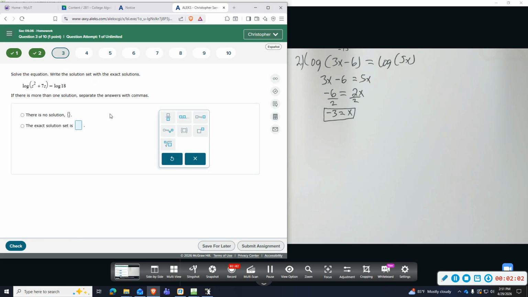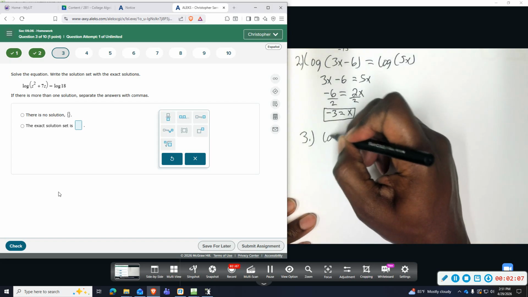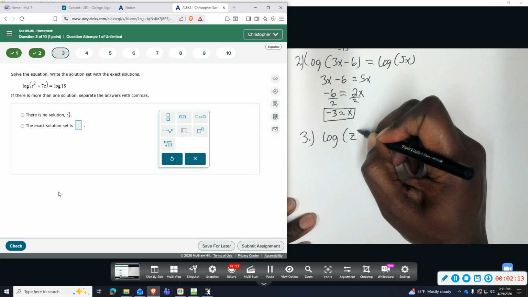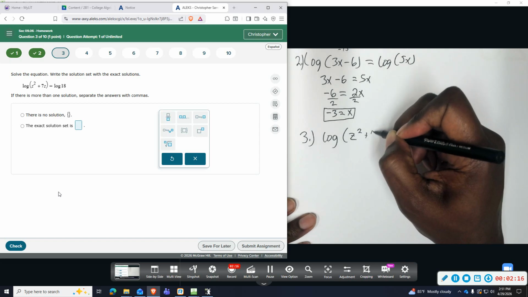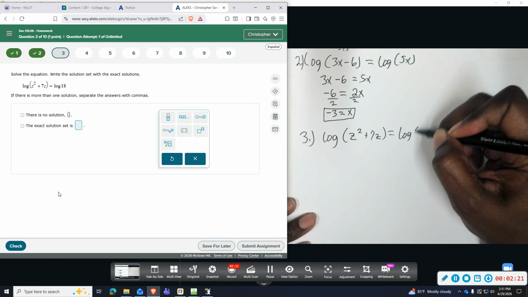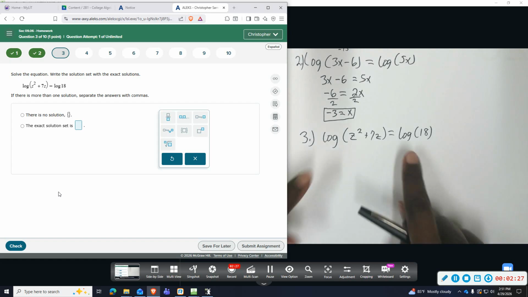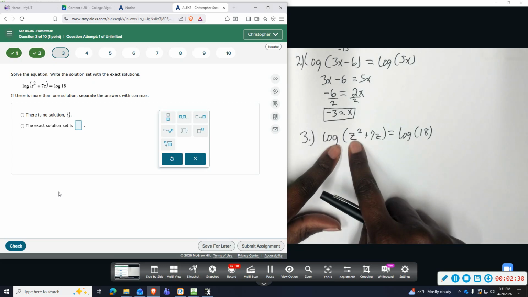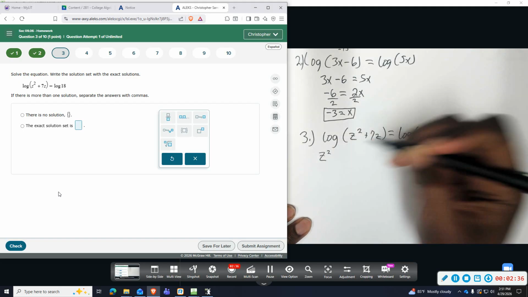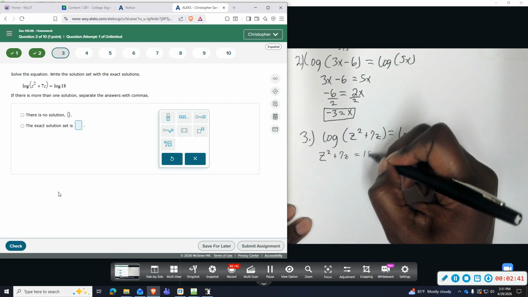Number 3, we want to solve the equation log of z squared plus 7z equals log of 18. And then again, since both the logs are the same with the same base, understood 10, we'll just focus on the arguments being equal and set those equal. So z squared plus 7z equals 18.